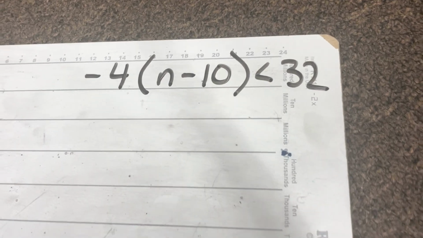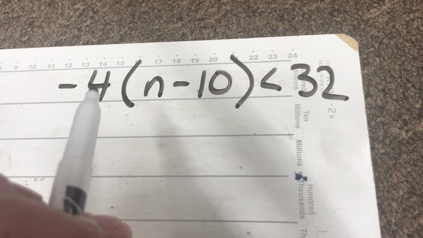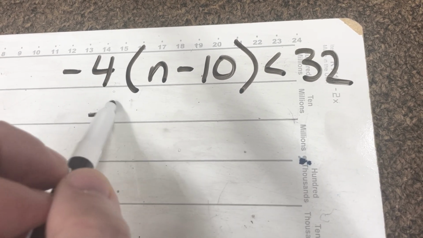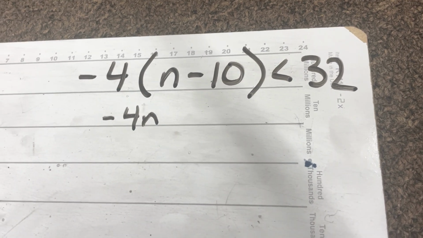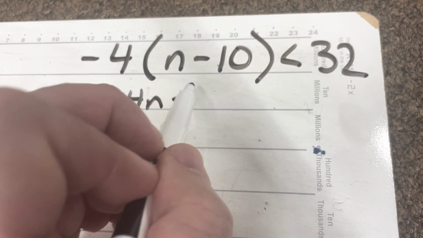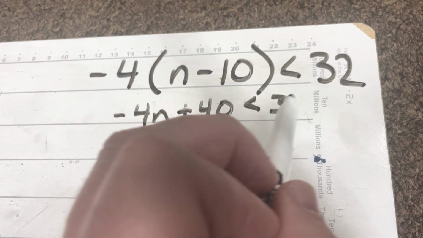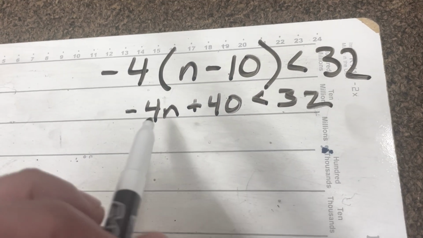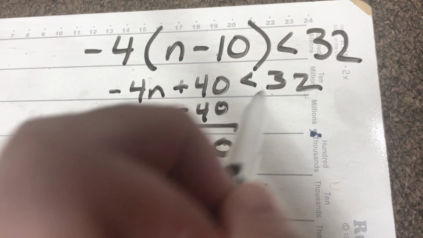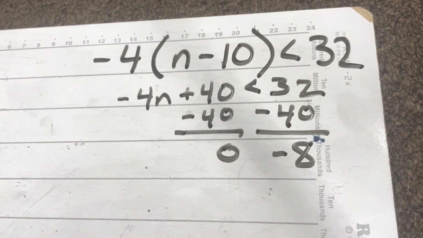All right, here we go. 2 more. Negative 4 multiplied by n minus 10 in parentheses is less than 32. First of all, I want to clear parentheses. Negative 4 times n is negative 4n. Negative 4 times negative 10 is a positive 40. That's going to be less than 32. Well, now I need to isolate the negative 4n by subtracting 40 from both sides. That gives me 0. When I do 32 minus 40, that's going to equal negative 8.